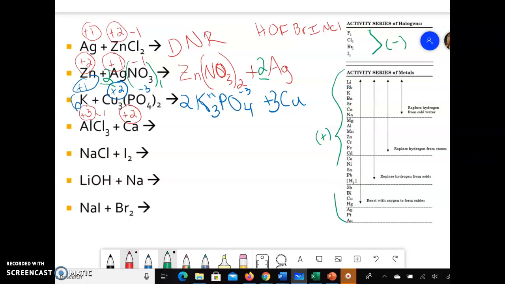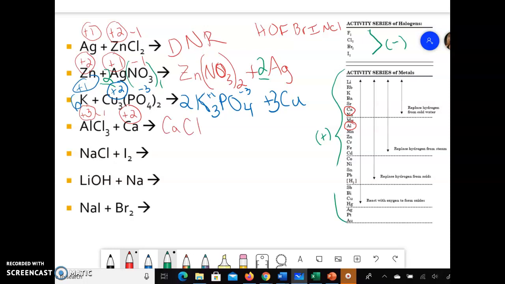It just happens to be positives in these. And we're going to find aluminum and calcium. Aluminum is right here. Calcium is right there. Calcium is higher on the list, so again, this reaction is going to react. So we need to give calcium a partner. The only thing that calcium is going to be attracted to is chlorine. So we're going to put calcium with chlorine because we need opposite charges.